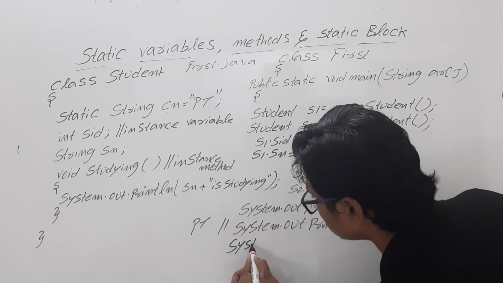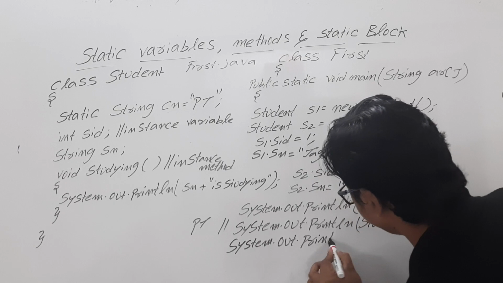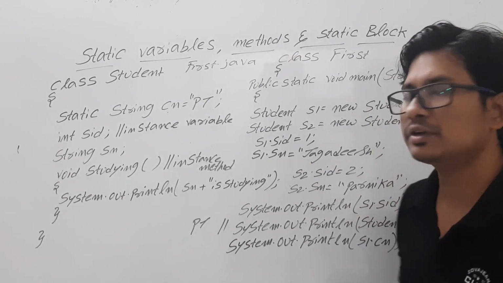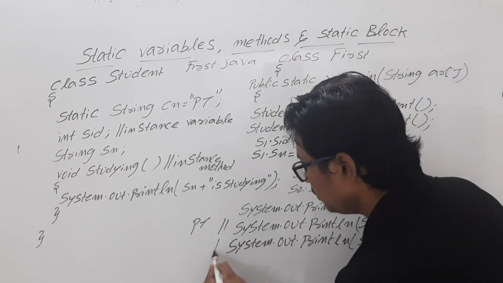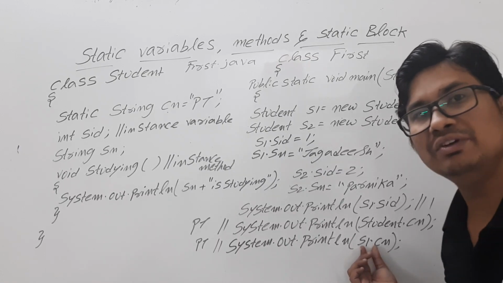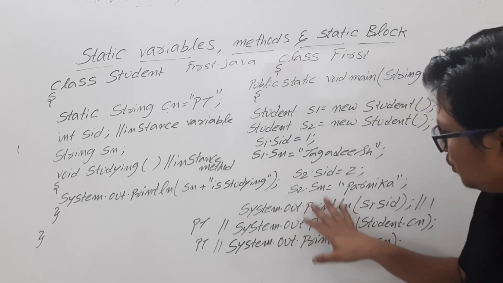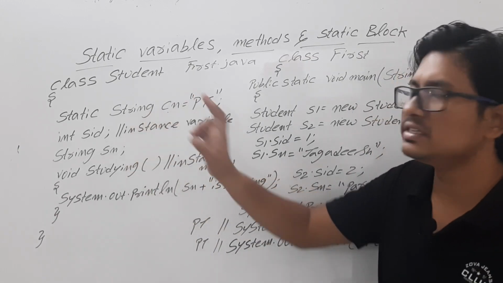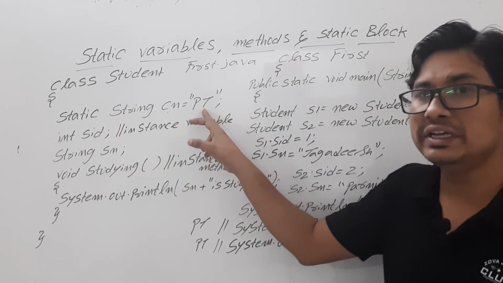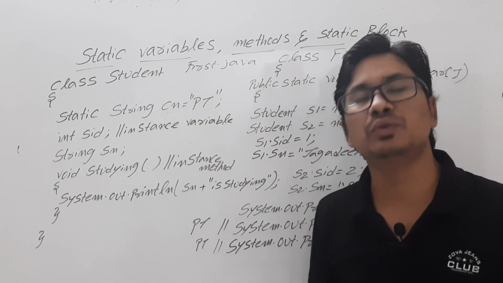If I write System.out.println and if I write s1.cn, this is absolutely fine. You will get the output as pt. Similarly, in place of s1, you can even write s2 also. Now I have one question. After doing this, I want to change the static variable cn value instead of pt, because people will not understand what is pt. I want to write Parnika tutorials.